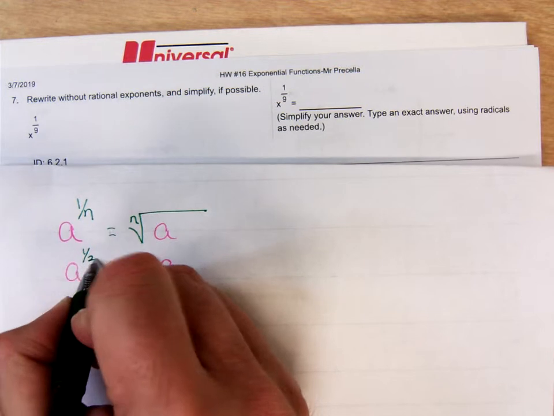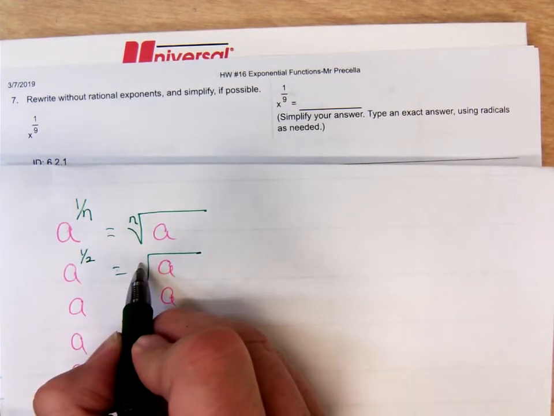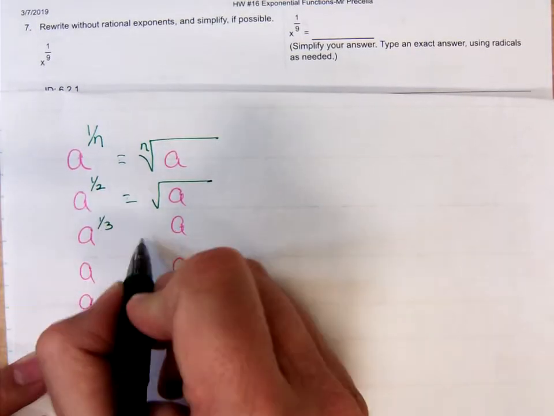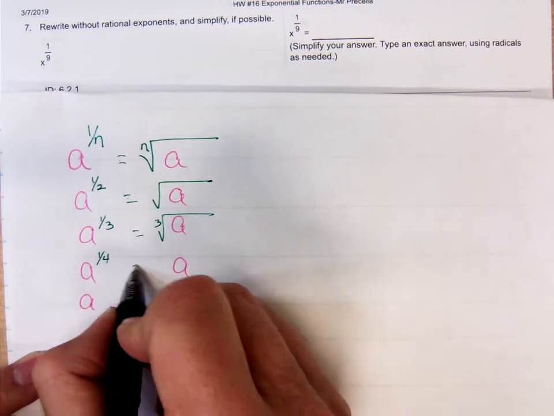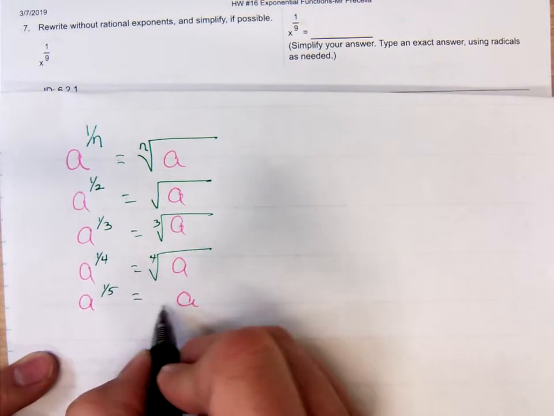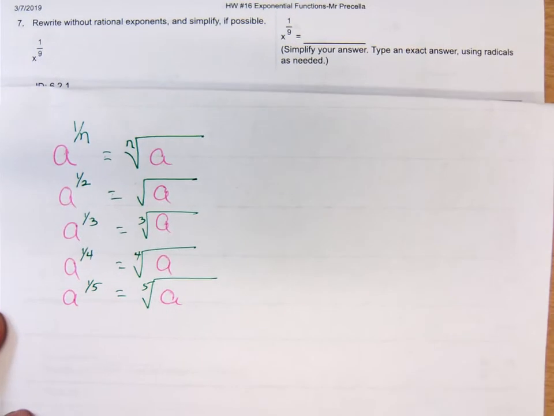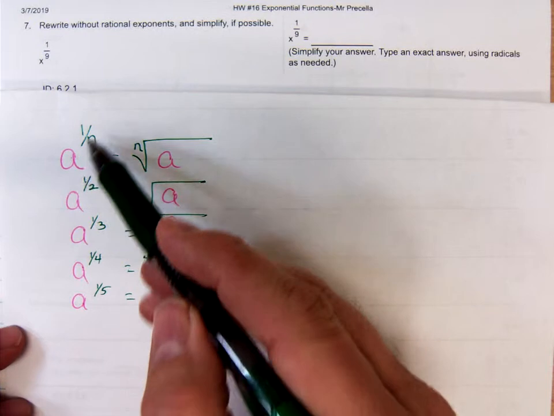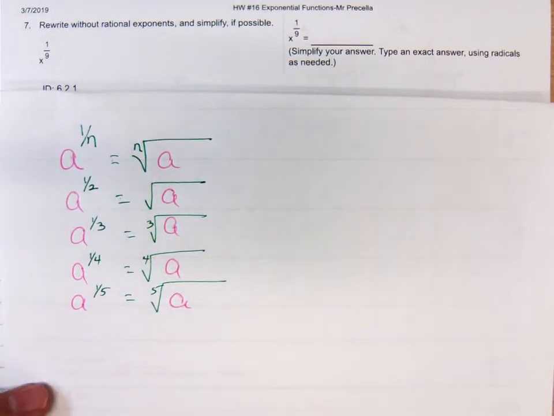A 1/2 exponent is a square root. Notice we don't really write the 2 there, but we sure say it, don't we? A 1/3 exponent is a cube root. 1/4 exponent is a 4th root, and so forth. Hopefully you get the pattern. A 1/5 exponent is a 5th root. The natural question to ask is, well, what if this top number isn't a 1? And I'll show you how to do those in a moment.